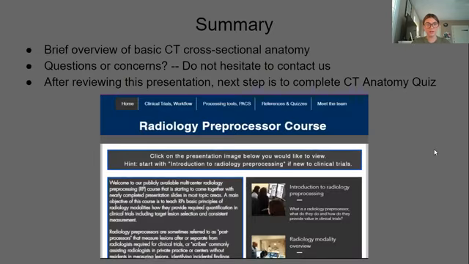Great. So like I said, I hope that was helpful. It was a brief overview of some cross-sectional anatomy.